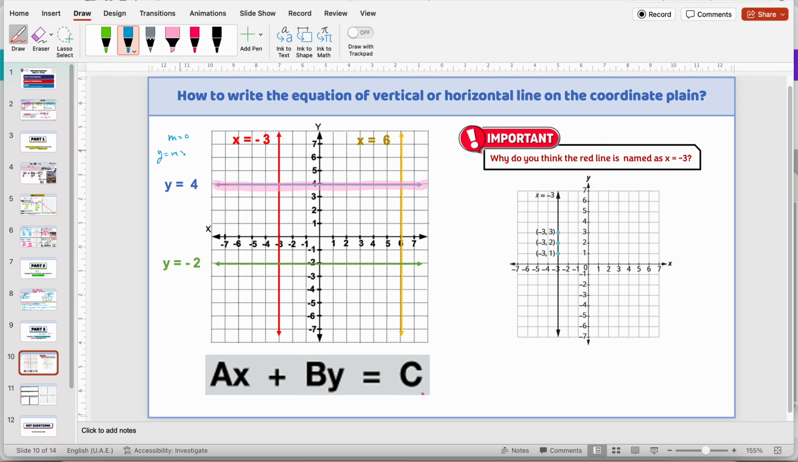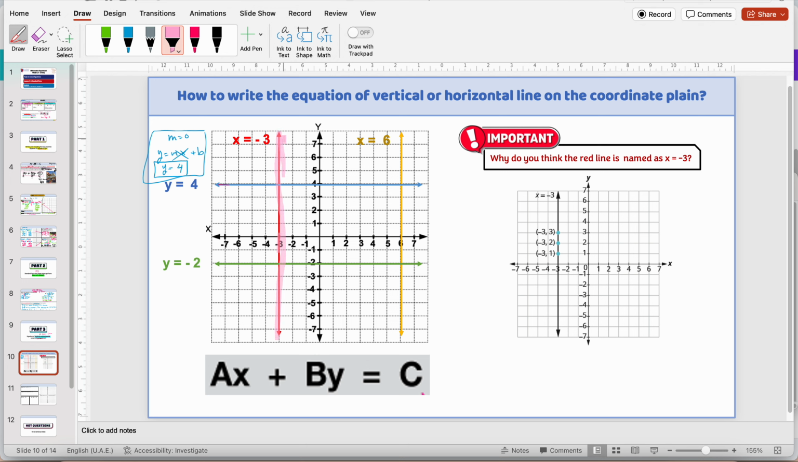So the equation of the line looks like this: y equals mx plus b, right? If m is 0, then y equals 0 plus b. So what's the y-intercept? It's 4. That's why it equals 4. This is the equation. This is the deep explanation why. If you want something deeper, let's take for example the line x equals negative 3.